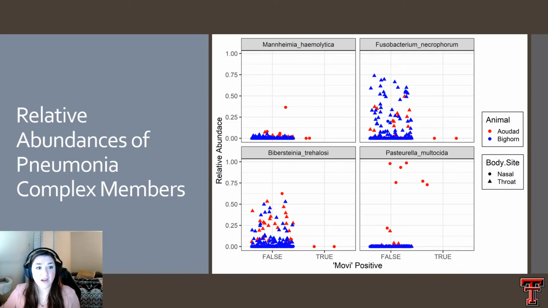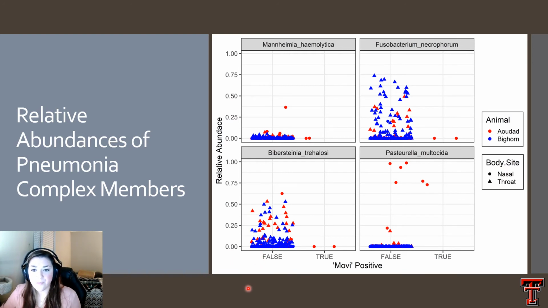So this plot here is the relative abundances of pneumonia complex members based off of if that individual is carrying Mycoplasma ovipneumoniae or not. We did have 2 audad that were identified to be carrying Mycoplasma ovipneumoniae. That will be these 2 red dots that are hovering over the true section in each of our 4 plots. And then the rest of these hovering over the false are all individuals that are not carrying MOVI.